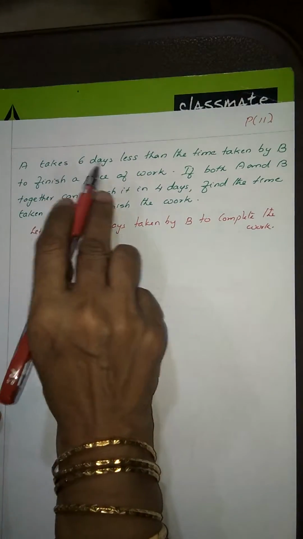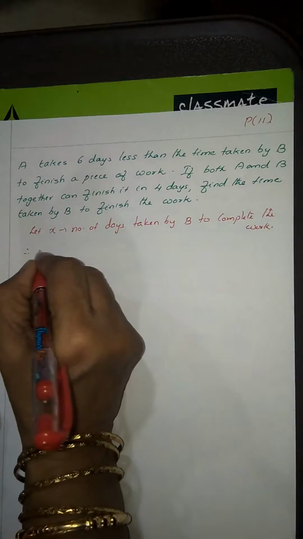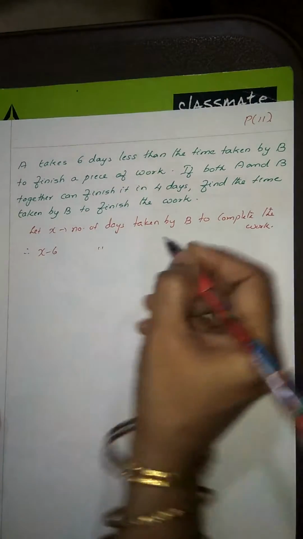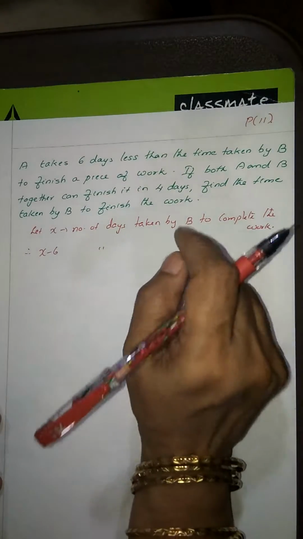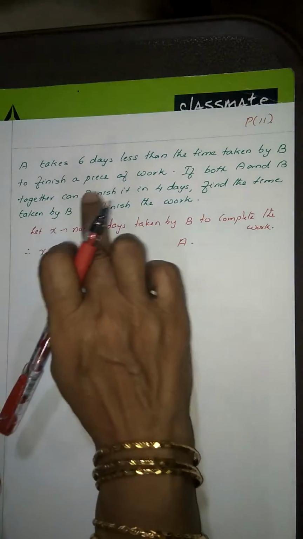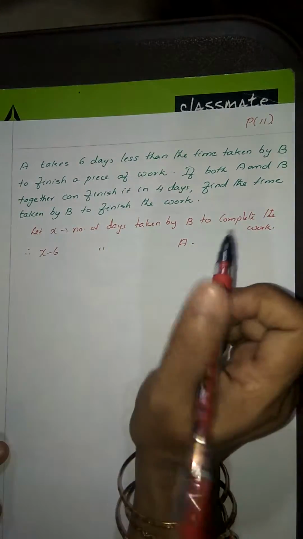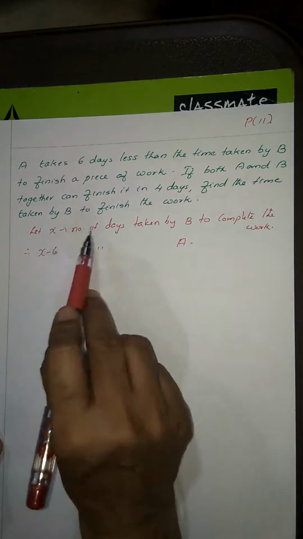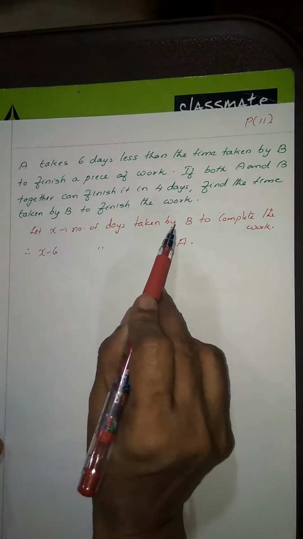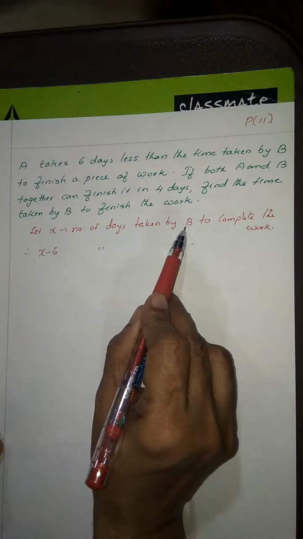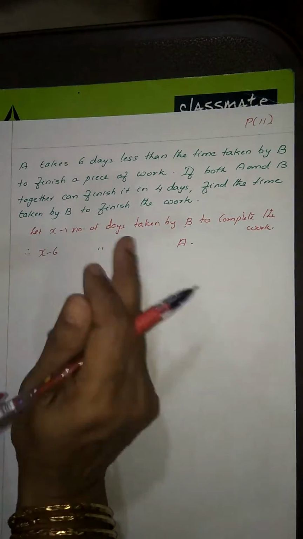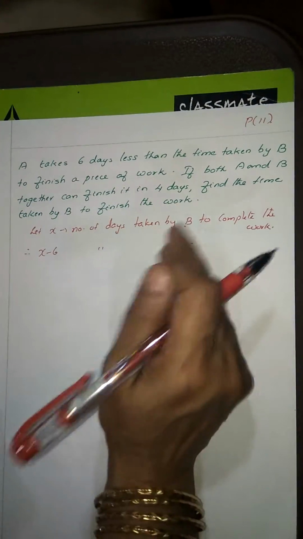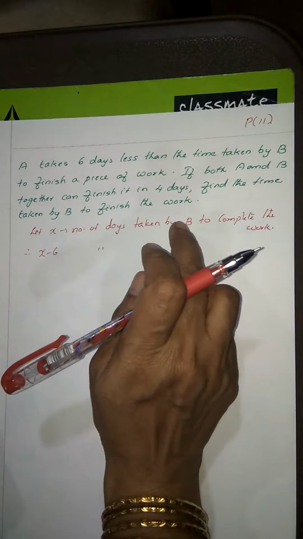Now A takes 6 days less. Therefore, x minus 6 is the number of days taken by A to complete the work. Now if both A and B together can finish it in 4 days, find the time taken by B to finish the work. So since x is the number of days taken by B, B takes x days to complete the work.